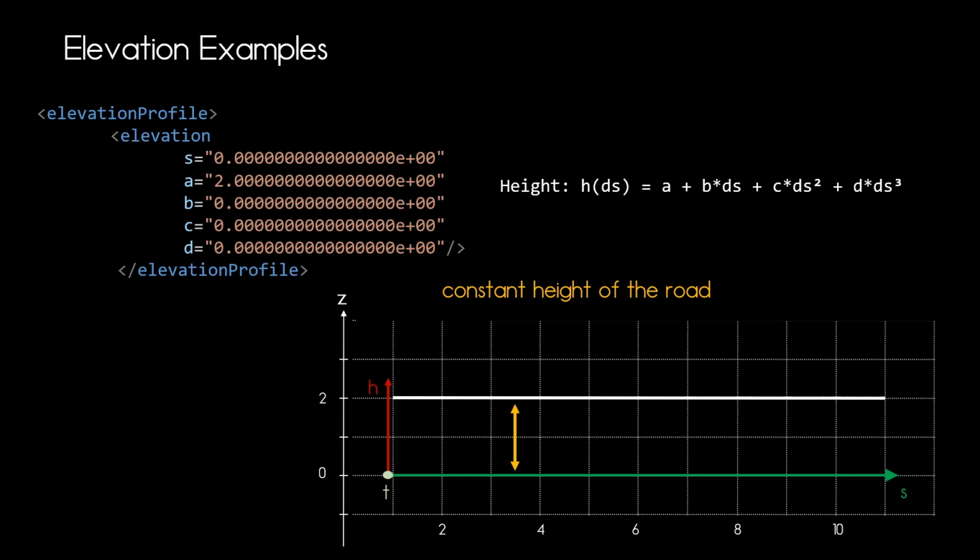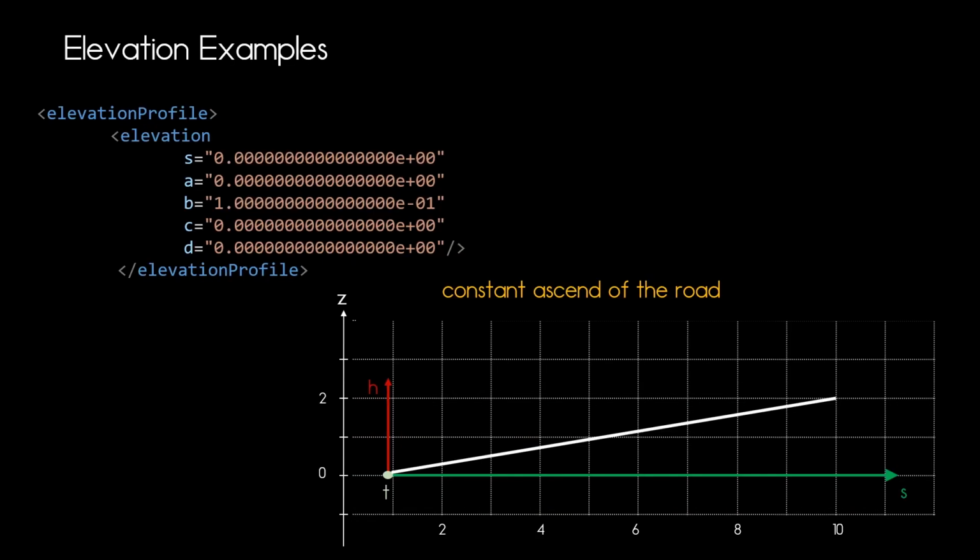So if we want to apply a constant height, we just give the parameter a a value, and that specifies how far the road surface is going to be from our inertial coordinate system or the XY plane. If the value is negative, we will be below that, and if it's positive, obviously we're going to be above the XY plane. In our example here, we applied the value 2, and therefore we are 2 meters above the XY plane.